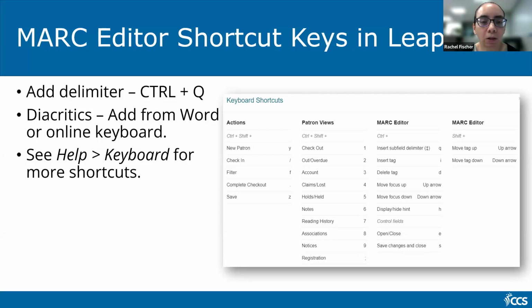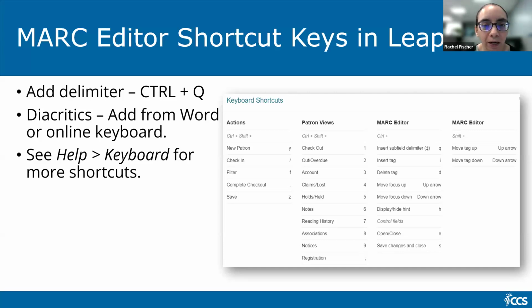So you'll see there's two columns for MARC Editor. One is Control Plus and one is Shift Plus. So you can see that this added a number of new shortcuts that could potentially be useful for you if you don't like using the mouse. So you can move the focus up and down by pressing Control and the up arrow or down arrow. You can press Control H to display the hints. However, it is very sensitive on the MARC Editor page to where your cursor is.